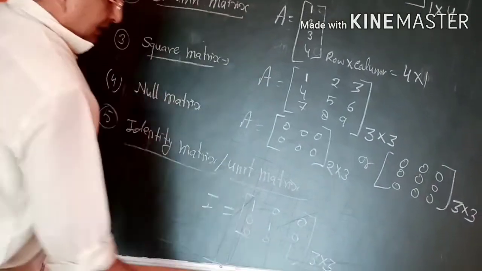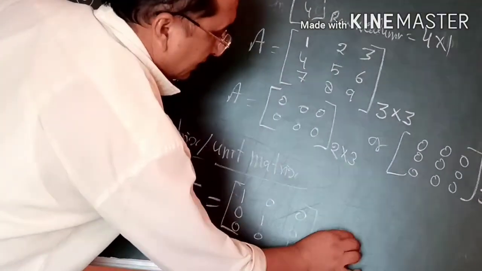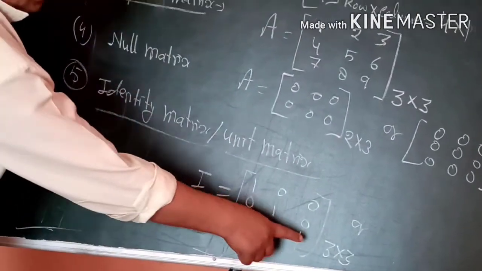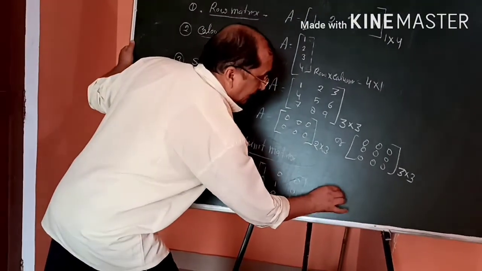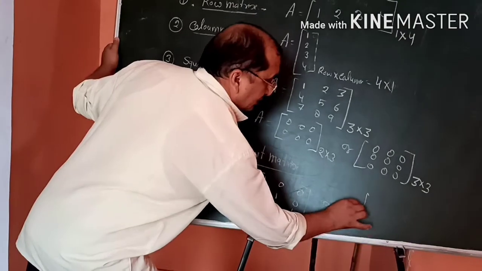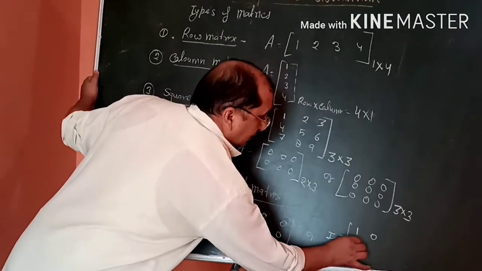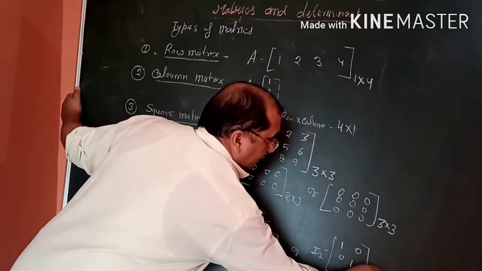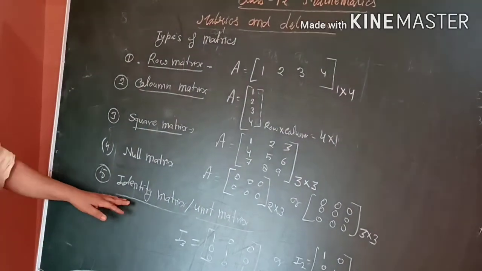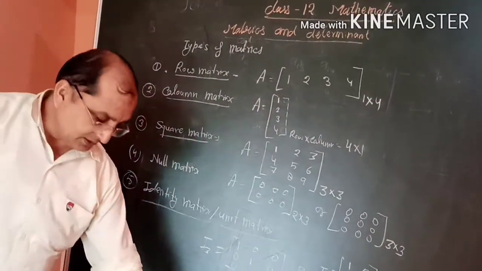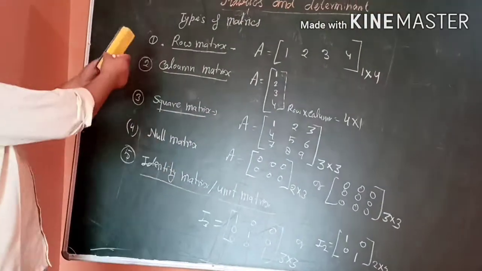and it is also denoted by I3, because this is 3 cross 3. Suppose I am writing here I2, it means 2 cross 2: 1 0, 0 1, and this is 2 cross 2, also an identity or unit matrix.